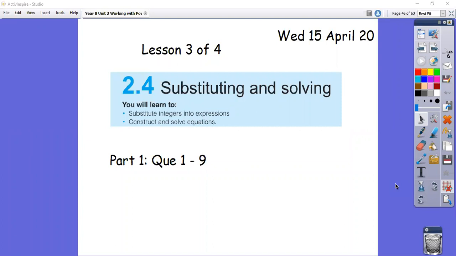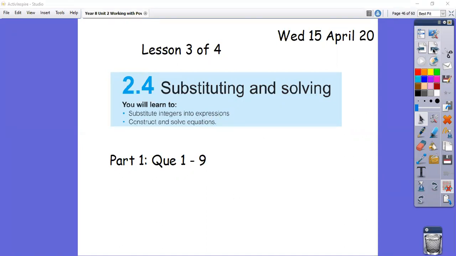So today, a new subtitle, 2.4, Substituting and Solving. We will look at substituting integer expressions. And in the second part of the lesson, we will look at constructing and solving equations. So today's part 1, looking at questions 1 to 9.